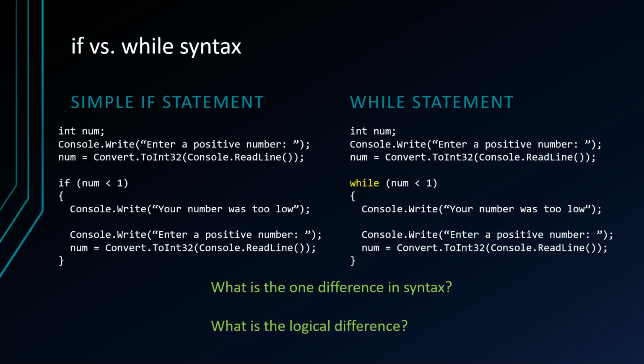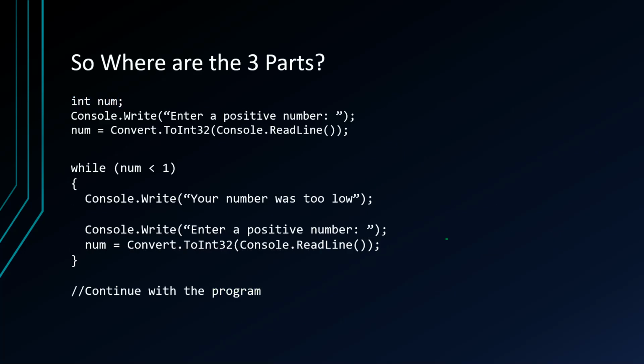Now, all 3 of the parts of a loop are listed here, but let's show you that just to make sure we know where they are. So here's the exact same program. Nothing has changed. Now, if you remember our 3 parts were the comparison variable, the test condition, and the change.